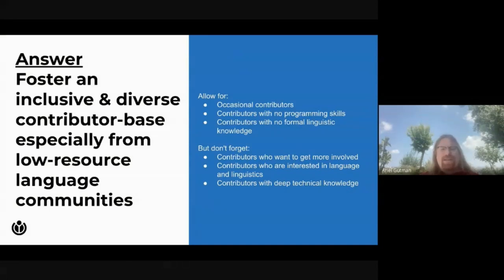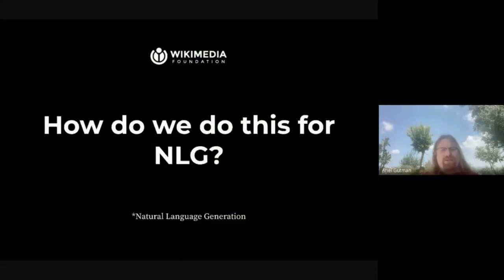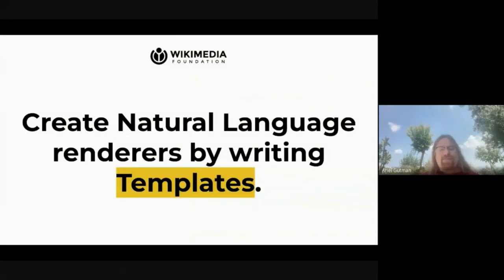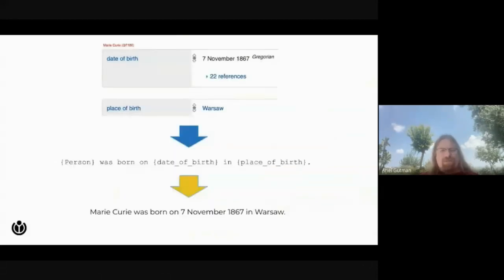What does this mean in the context of NLG, that is, natural language generation? This means that the creation of basic natural language renderers, a key component of Abstract Wikipedia, should be as easy as possible, not require any lengthy training, while at the same time handling complex linguistic phenomena should be made possible for advanced contributors. This can be achieved by modeling renderers using templates. Templates have been used for a long while within the field of NLG. In their simplest form, templates can be thought of as text interspersed with placeholders or slots.